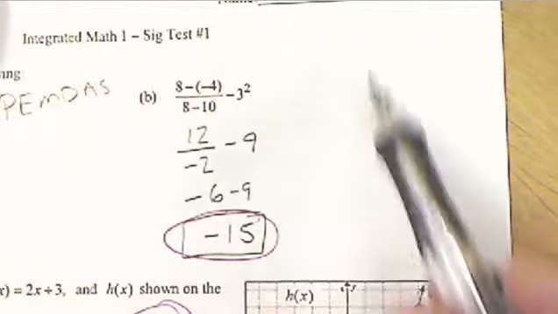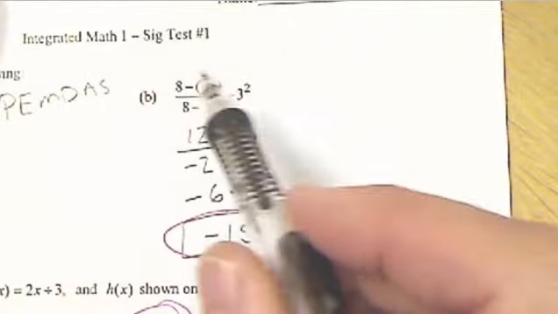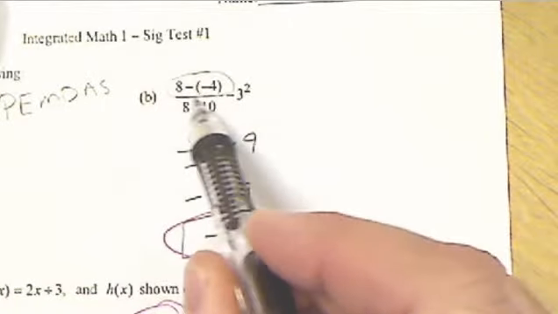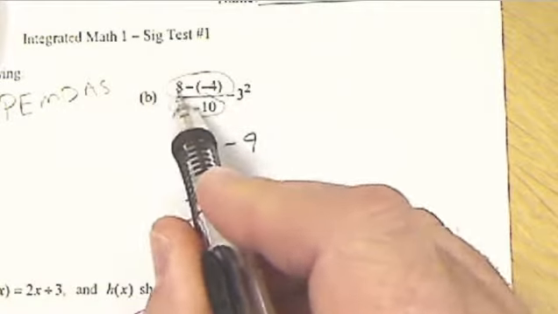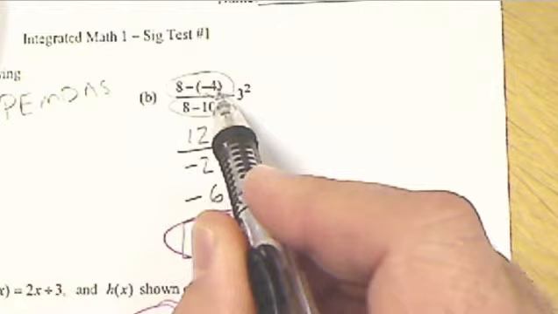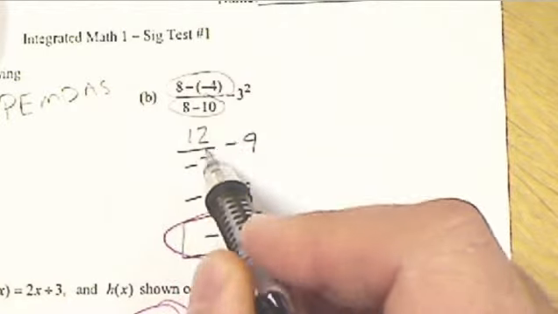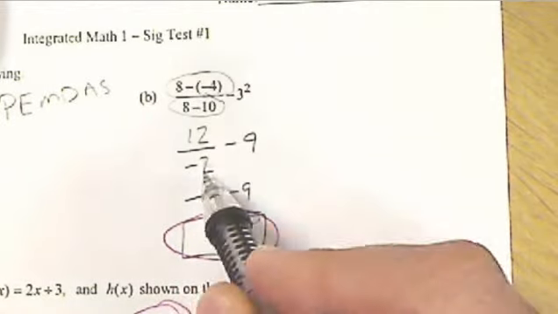There's no parentheses here, nothing to do inside. So I'm going to do the top and the bottom because they're like in parentheses. So it's 8 minus a negative, so that's plus 4. So 8 plus 4 is 12. 8 minus 10 is -2.